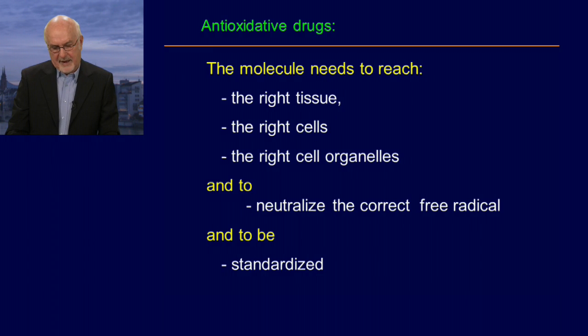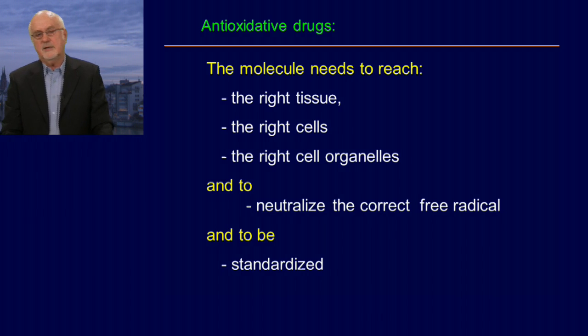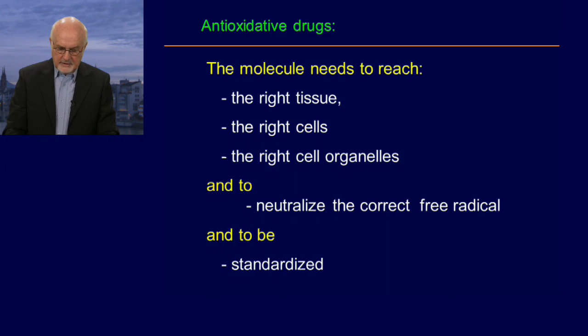They act principally in the same way. But the molecule needs to reach the right tissue, for example the brain, the right cells, and the right cell organelles. And this is the most crucial point. For example, vitamin C or E do not reach the mitochondria. And they need to neutralize the correct free radical and to be standardized.